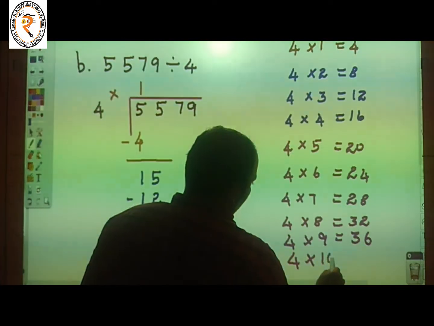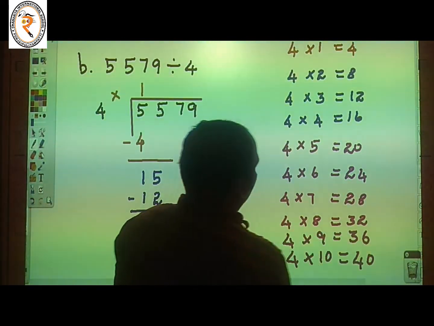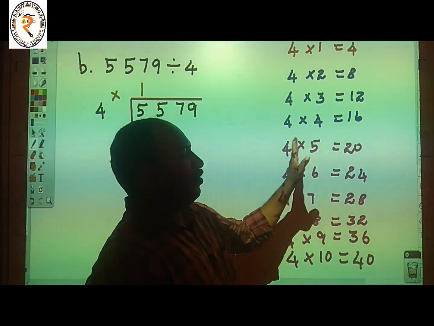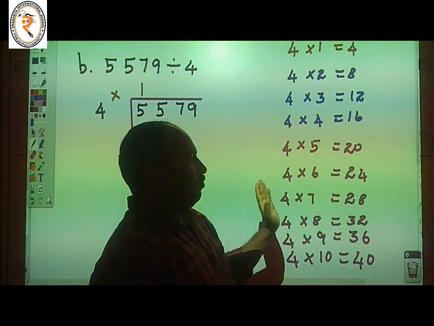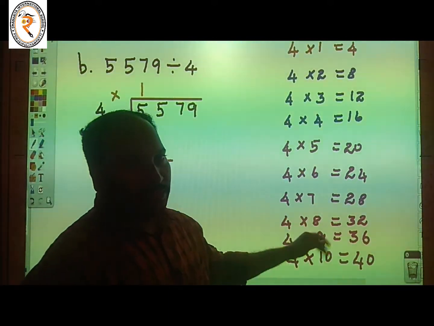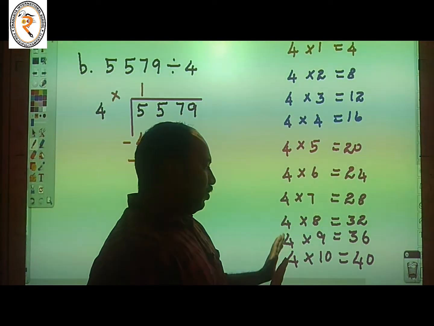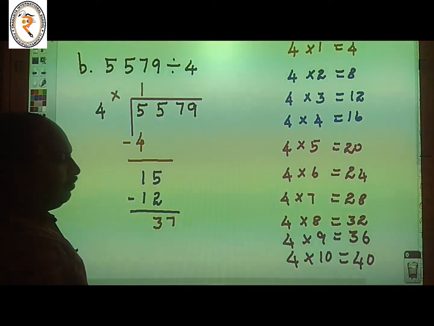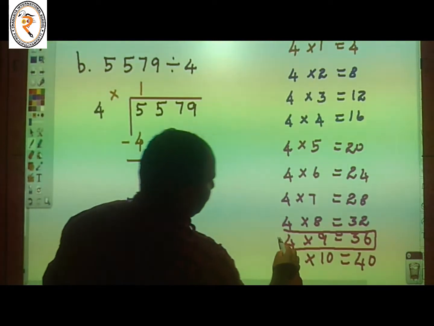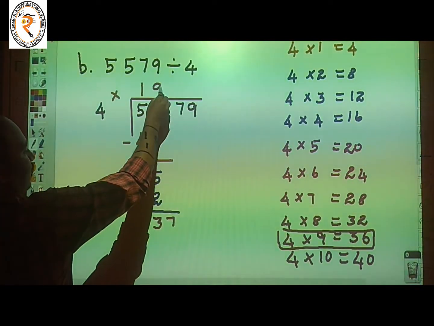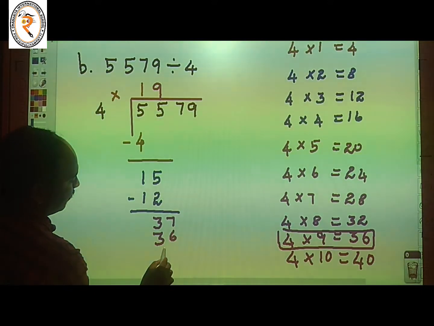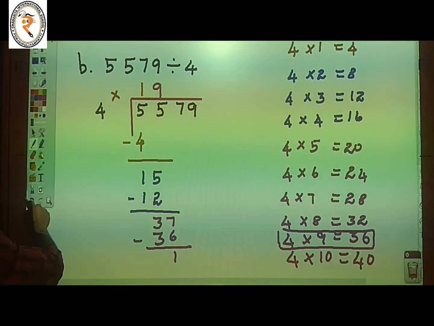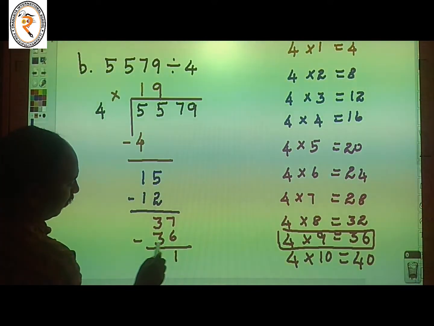Listen here. 4 1s are 4. 4 2s are 8. 4 3s are 12. 4 4s are 16. 4 5s are 20. 4 6s are 24. 4 7s are 28. 4 8s are 32. 4 9s are 36. 4 10s are 40. Then we move on to 37 only. So we take 4 9s are 36. 4 into 9 is equal to 36. Subtract: 37 minus 36 is equal to 1.